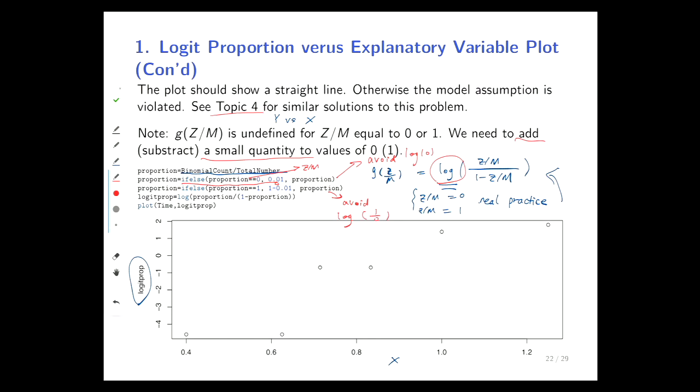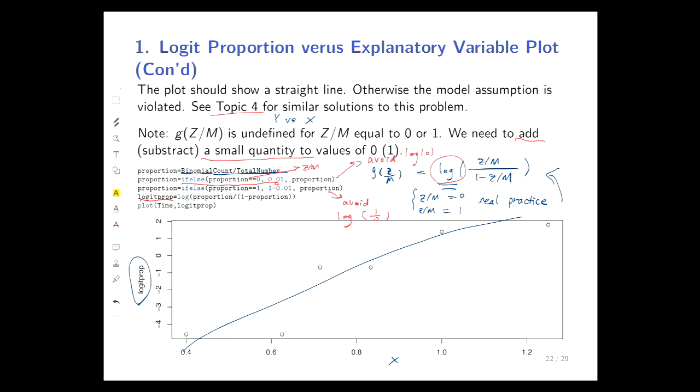So if we do that, we obtain the proportion, and then we obtain the logit proportion. What you need to do next is just to plot the logit proportion versus time, and look at this plot to see whether or not it is in a straight line. Because here we do not have a lot of points, we only have 6 observations, roughly speaking, I think it's on a straight line. When we have more points, we can make a more accurate conclusion.